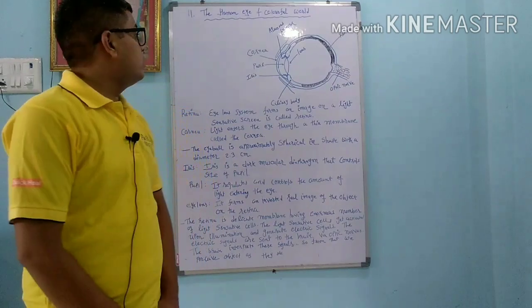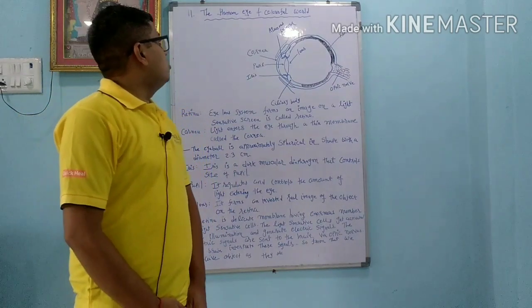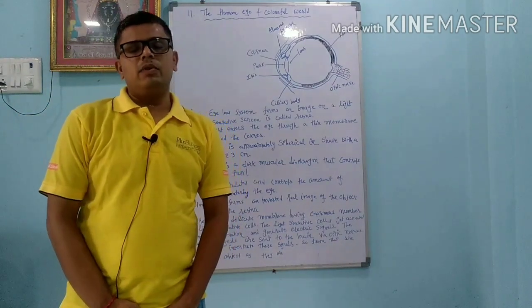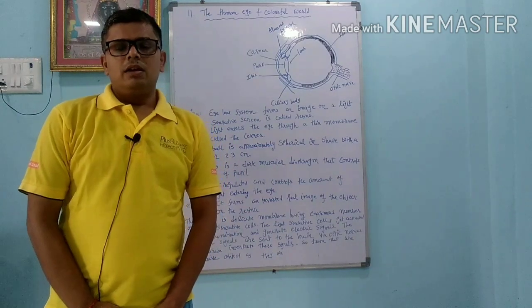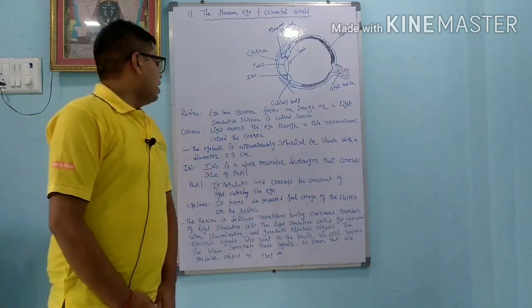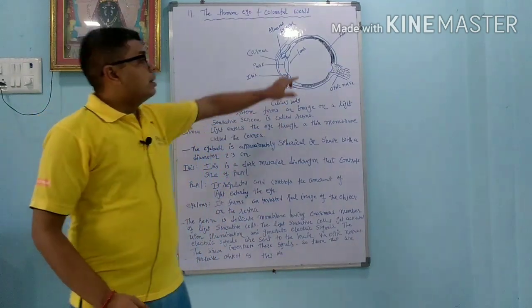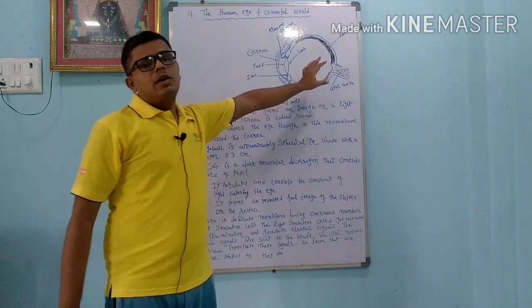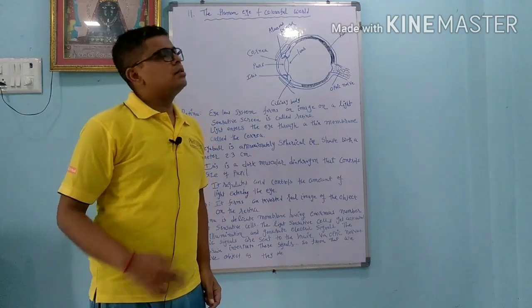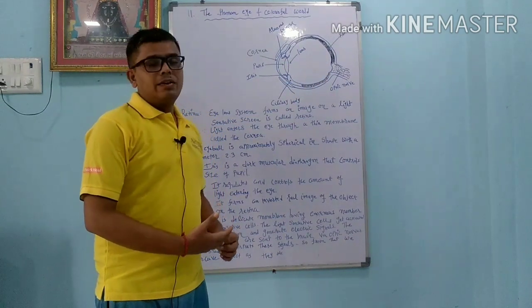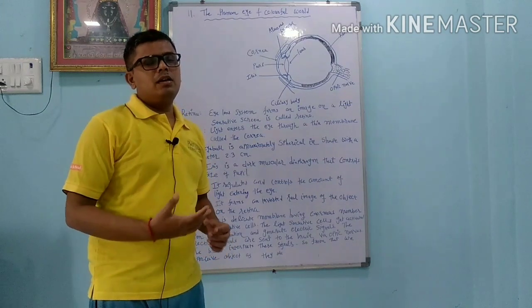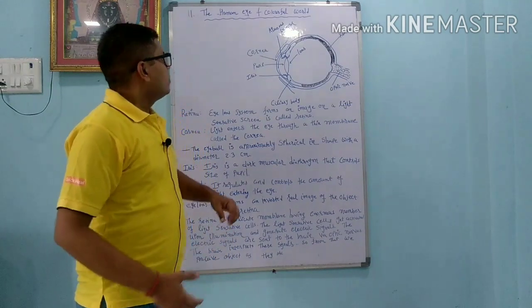We will start our chapter number 11, the human eye and colorful world. In that we are going to learn about the human eye. Dear student, the total eyeball diameter of the human eye is 2.3 centimeter. Then this last part is important, the retina, where the image is obtained. As well as on that some electrical signals are produced, and in that way the mind interprets it.